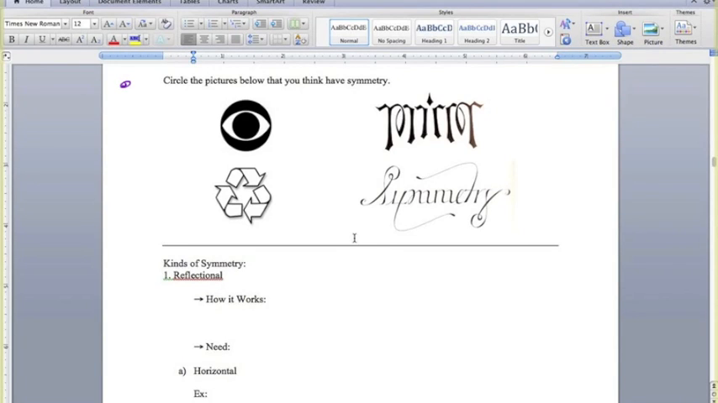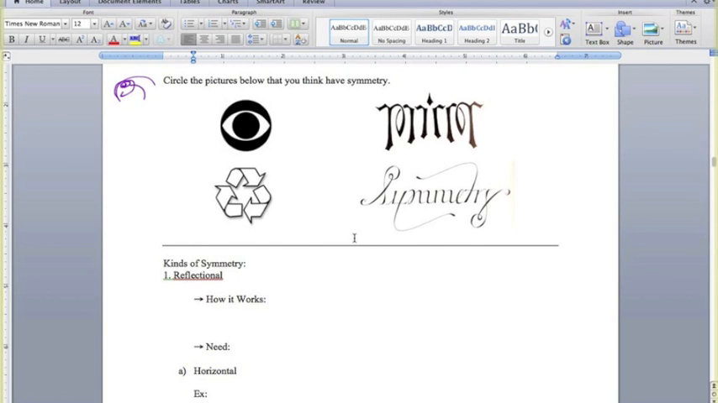Today we're going to look at something called symmetry. Symmetry is related to transformation in that the specific kinds of symmetry we're going to learn about have to do with the transformations that we've learned about. But we haven't defined symmetry at all, so I just want to see what you think about symmetry with these four pictures. Decide for yourself which of these pictures you believe has some kind of symmetry to it. Take just a couple minutes to look at those pictures.